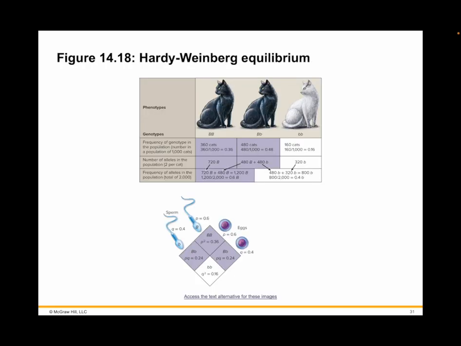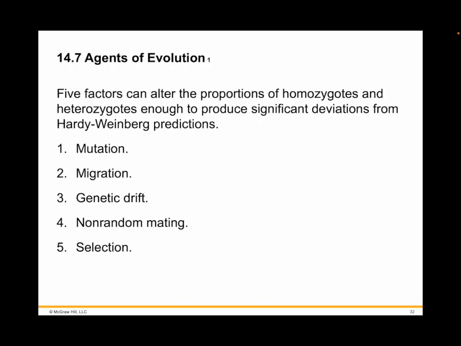So now let's get to agents of evolution. Many factors can alter allele frequencies, but only a few alter the proportions of homozygotes and heterozygotes enough to produce significant deviations from the proportions predicted by the Hardy-Weinberg rule. So those five are as follows: mutation, migration, genetic drift, non-random mating, and selection.